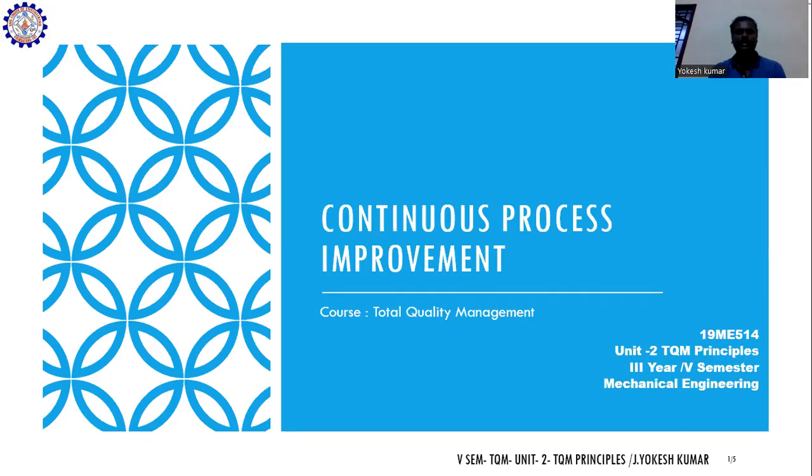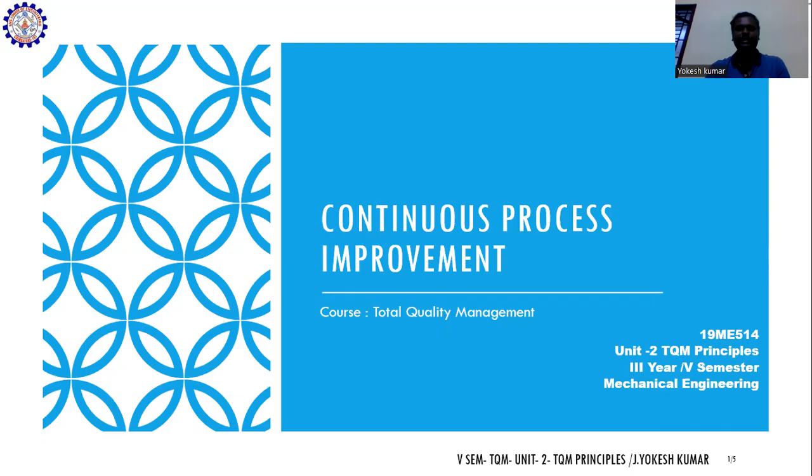So in this lecture, we are going to discuss continuous process improvement. Before going into the detail, we must know what a process is. A process is a black box which converts one form of input into another form. Anything that converts input into output, we can say is a process.